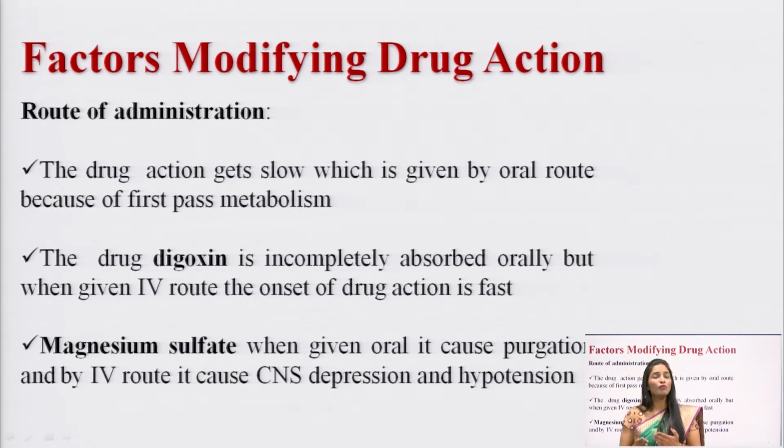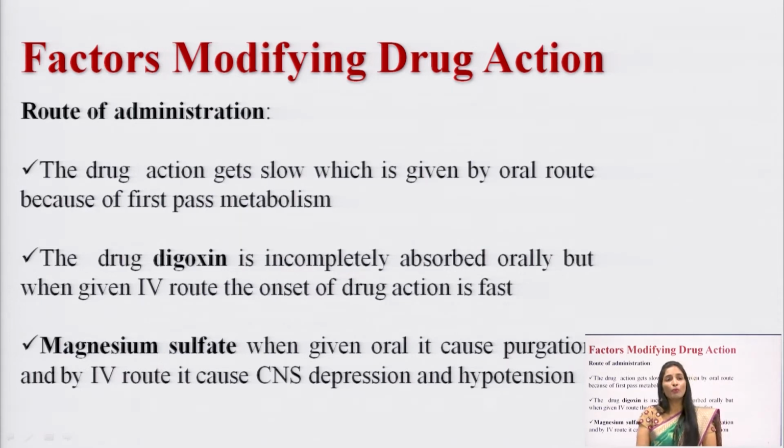When the drug is administered by the oral route, the action will be decreased, or shown slowly, compared to that of a parenteral route, because here the drug enters first pass metabolism. The main reason is that a drug given by the oral route undergoes first pass metabolism, and this makes the action of the drug slow compared to a parenteral route.